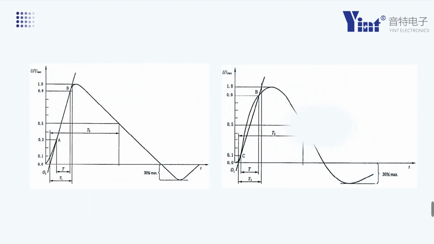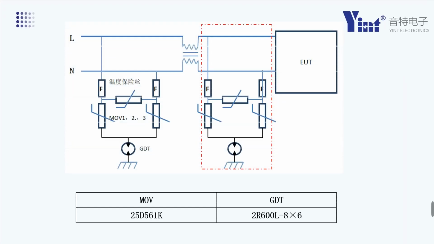Open circuit voltage waveform: 1.2/50 µs. Short circuit current waveform: 8/20 µs, where T1 equals 8 µs and T2 equals 20 µs.